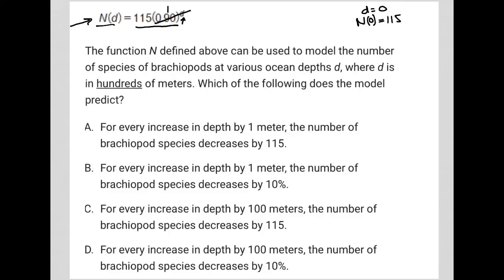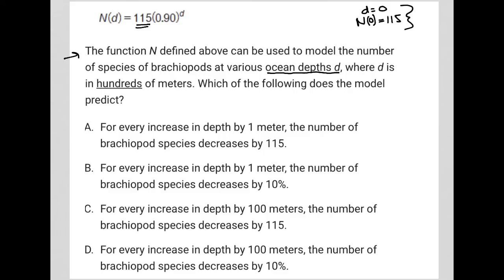Okay, so let's see what this question is telling us and see if there's any value to having that knowledge. So the question says the function N defined above can be used to model the number of species of brachiopods at various ocean depths, d. Okay, so that means at the ocean depth of 0, so basically on the surface, there are 115 brachiopods. Where d is in hundreds of meters, all right, which of the following does the model predict?